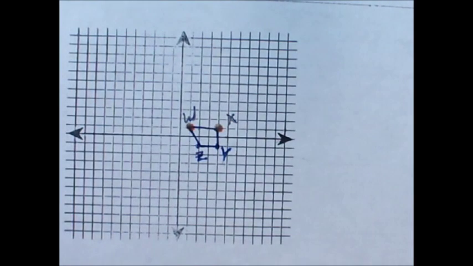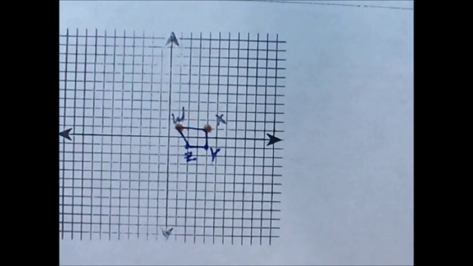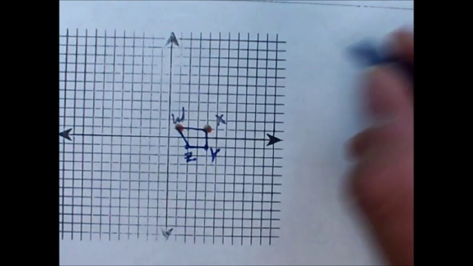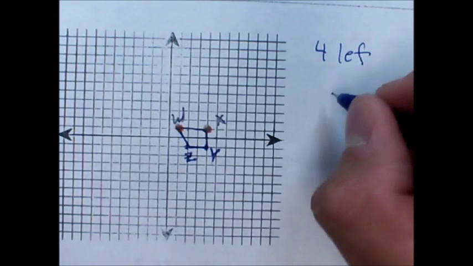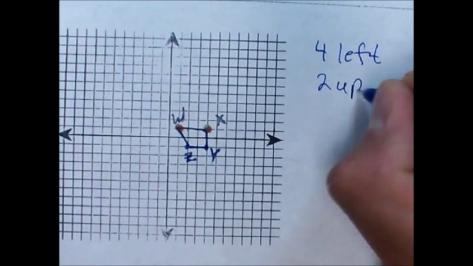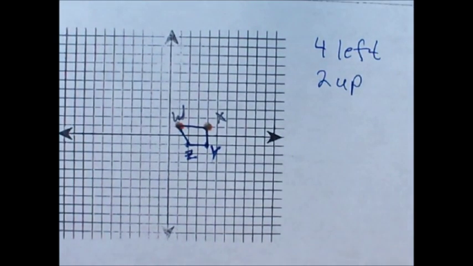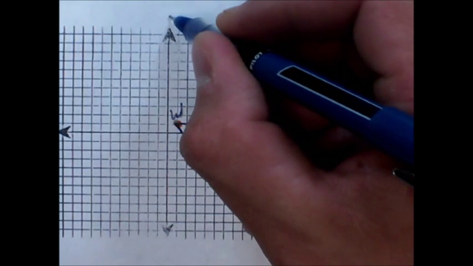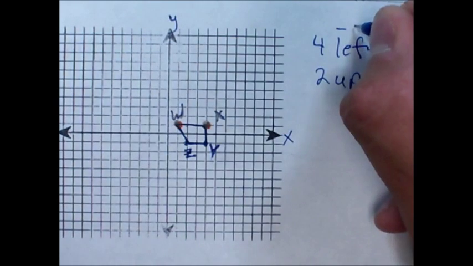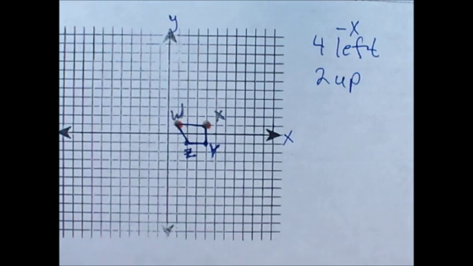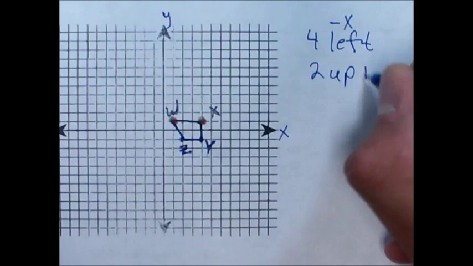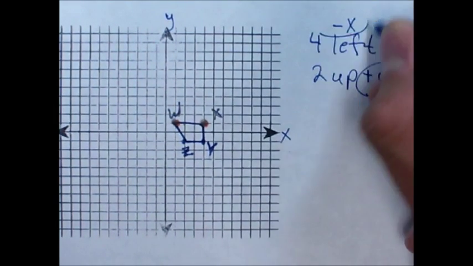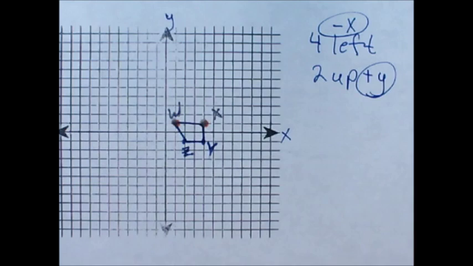Now, the instructions tell us to do a few things, so I'm just going to write them out here so that I remember, and I don't have to keep looking back. I want to go 4 units left and 2 up. If I'm going 4 left, that affects my left and right axis, which is the X axis, so I'm going to subtract from my X. On 2 up, because that's up, I'm going to have to add to my Y's. So subtract from your X's for the 4 left and add 2 to your Y's for the up.